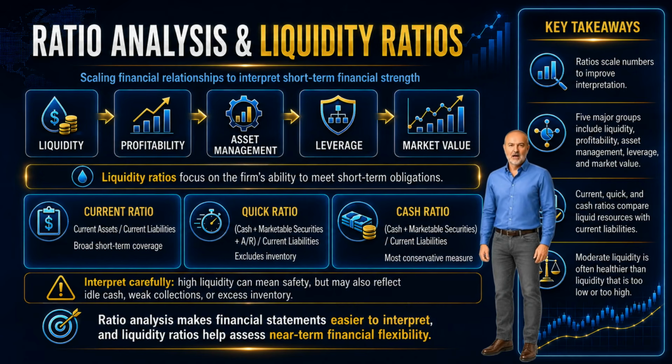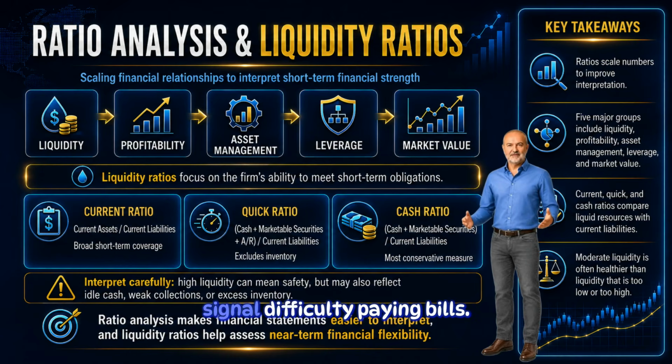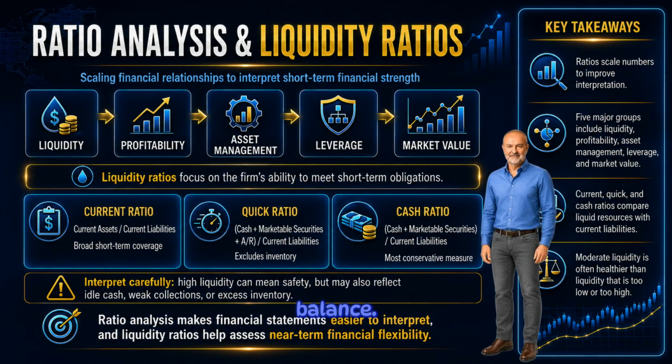But be careful. A high current ratio does not always mean strong liquidity. Receivables matter only if customers pay. Inventory matters only if it can be sold without large discounts. Very low liquidity may signal difficulty paying bills. Moderate liquidity may show balance. Very high liquidity may show safety, but it may also suggest idle cash or excess inventory.